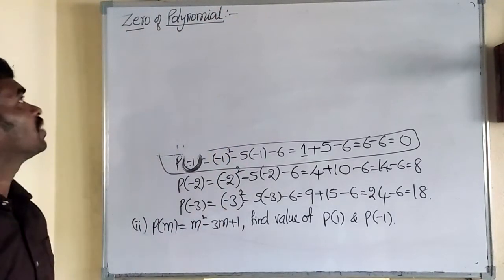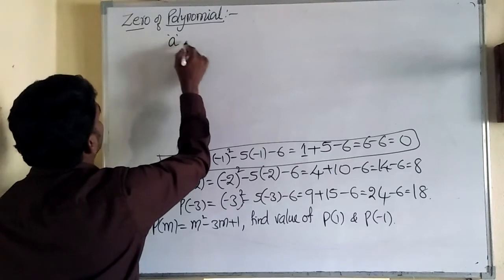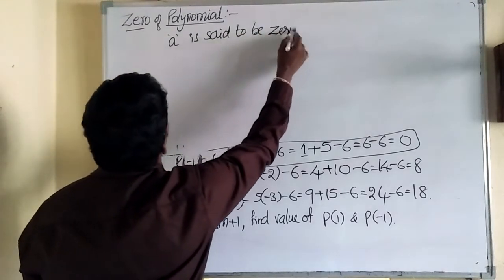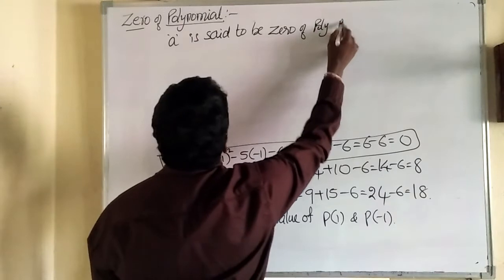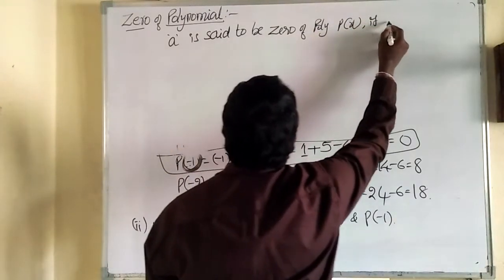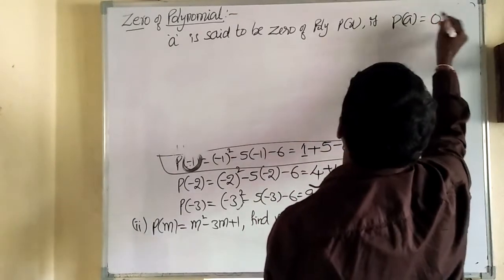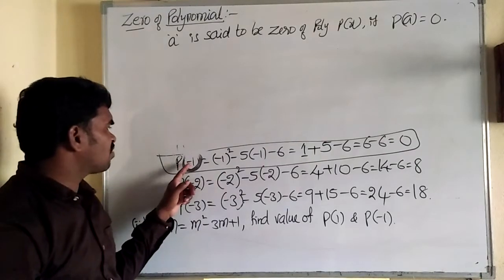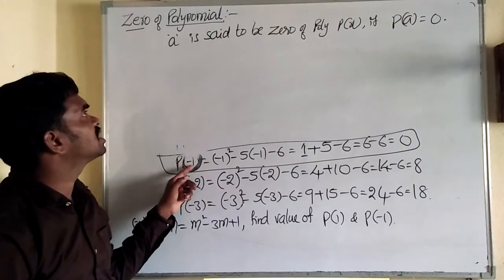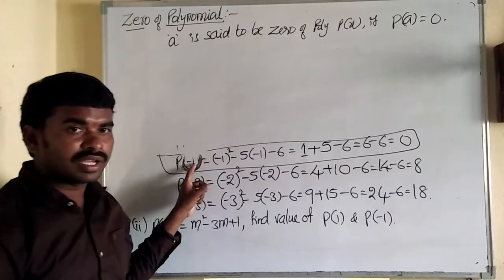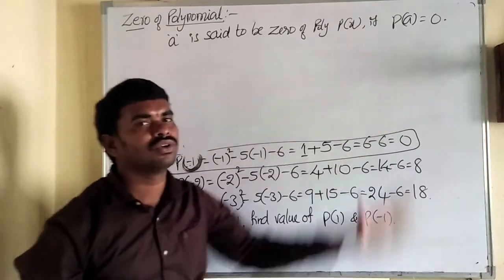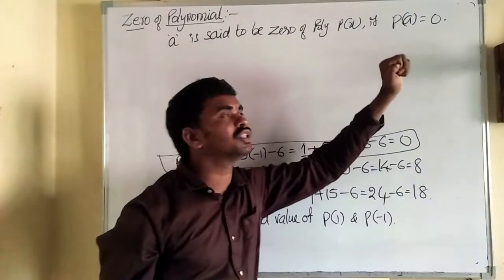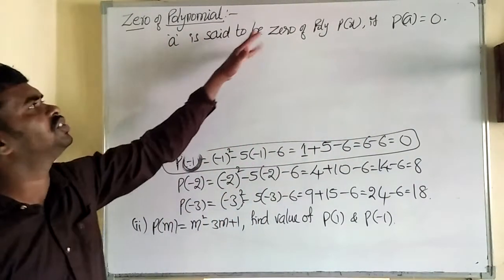Zero of a polynomial. See, some a is said to be a zero of the polynomial p of x if p of a value is 0. That's it. I told you minus 1 is called a zero of the polynomial. Minus 1 is said to be a zero, because p of minus 1 value is 0. So a is said to be a zero of the polynomial if p of a equals 0.